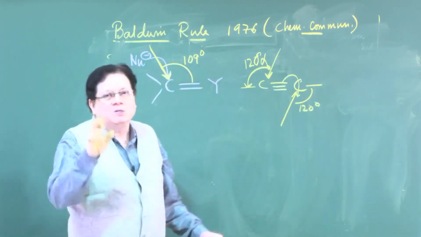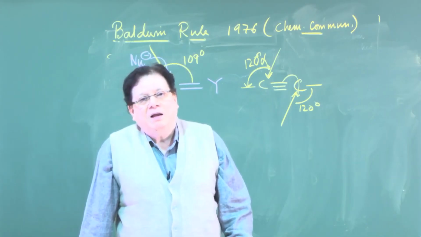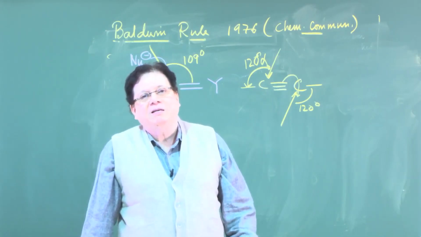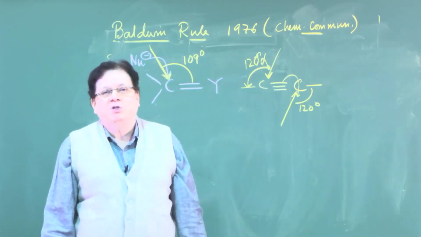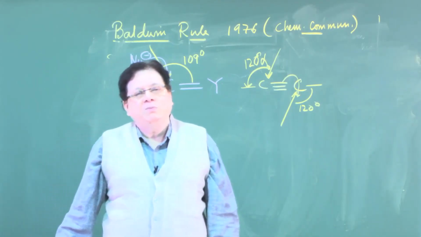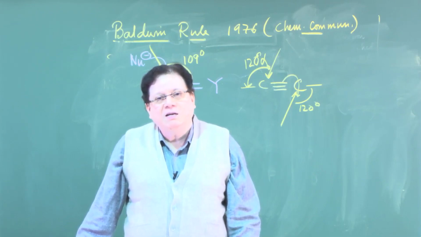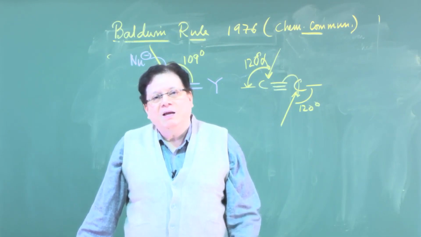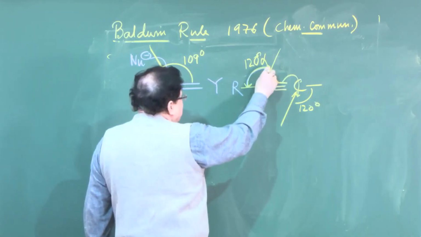Okay. So, just to summarize, in a tetrahedral system, the nucleophile should attack from the back side, so that it can make an angle of 180 degrees with the leaving group. In case of a trigonal system, the Baldwin angle, that is 109 degrees, means the nucleophile should approach in a trajectory that makes 109 degrees with the departing group. And in case of diagonal, the trajectory of the nucleophile should be such that it makes an angle of 120 degrees with the existing substituent, that is R. So, this is 120 degrees.